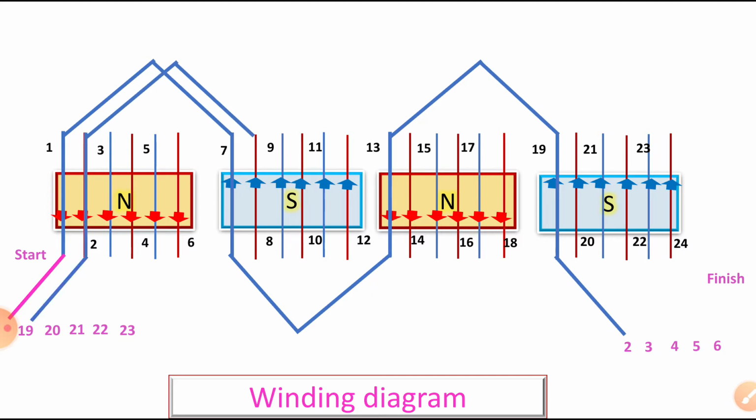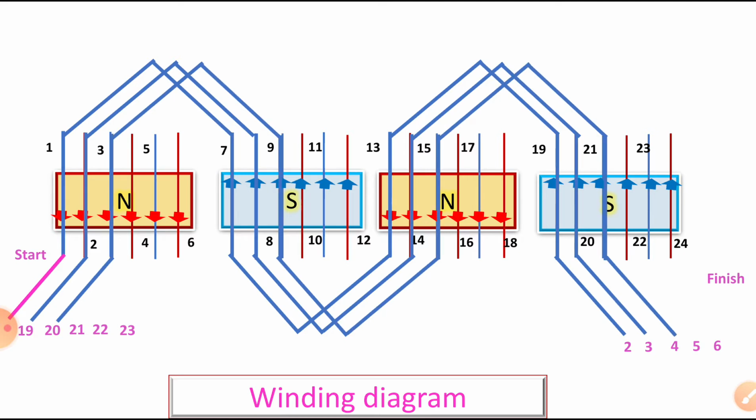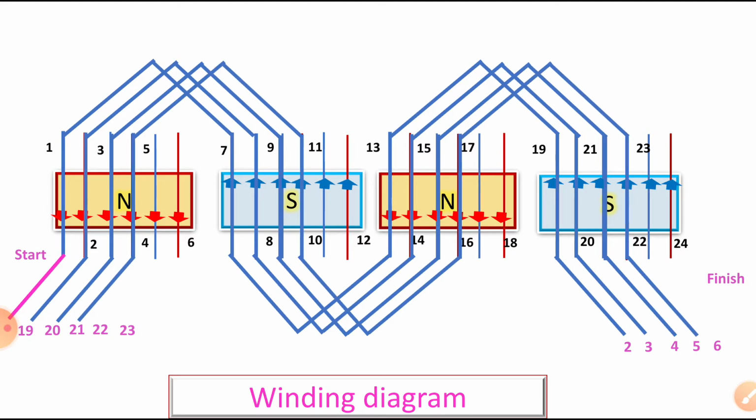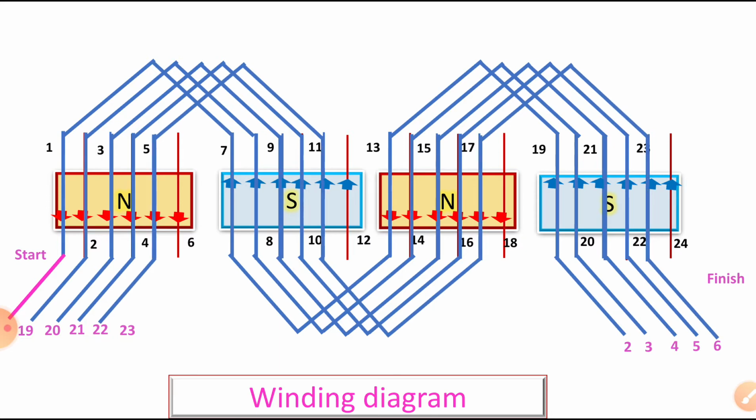Next, enter the second conductor, and 2 plus 6 is 8, 8 plus 6 is 14, and 14 plus 6 is 20. So the 20th is connected to the third conductor. Third plus 6 is 9, 9 plus 6 is 15, 15 plus 6 is 21, and 21 plus 7 should be connected to the fourth conductor. Next, 4 plus 6 is 10, 10 plus 6 is 16, 16 plus 6 is 22, and 22 plus 7 gives the fifth conductor.